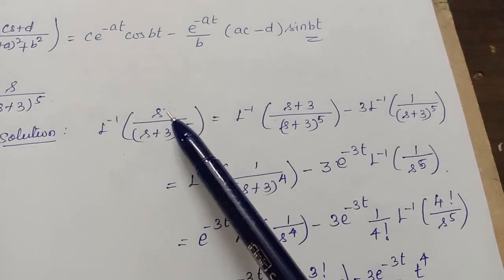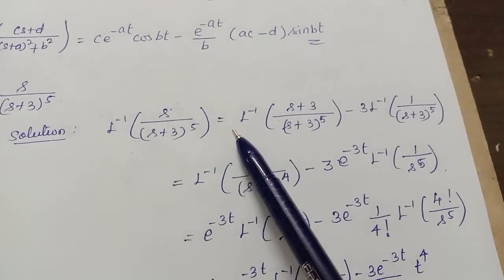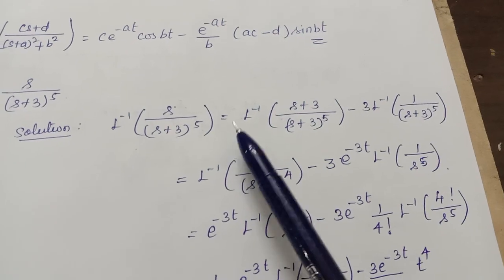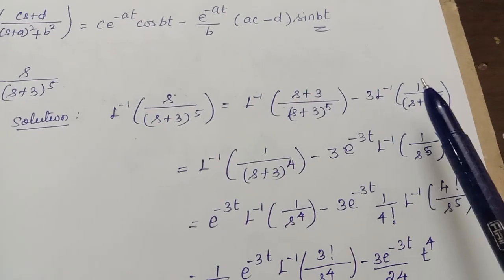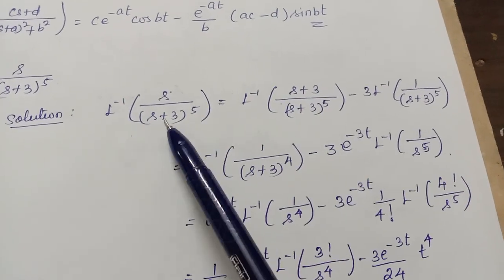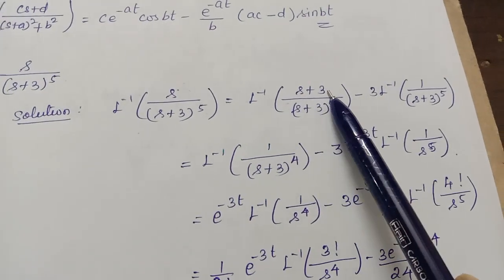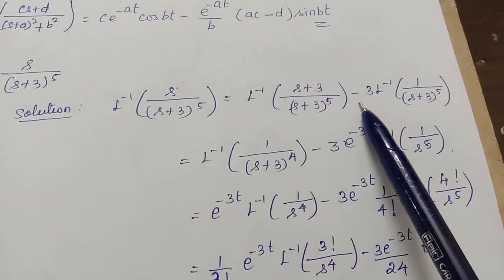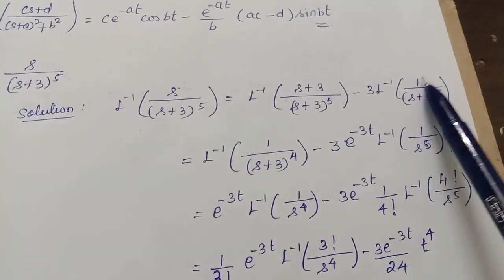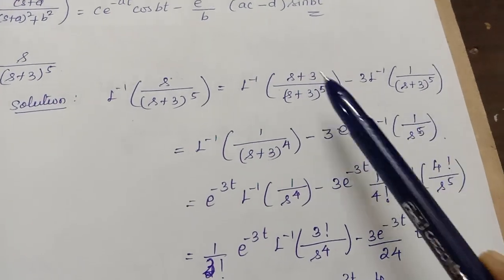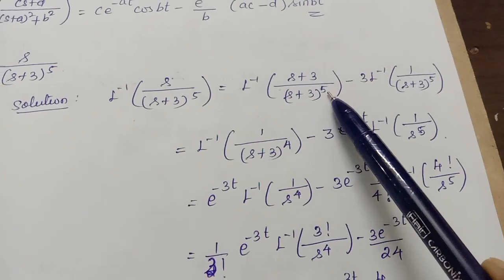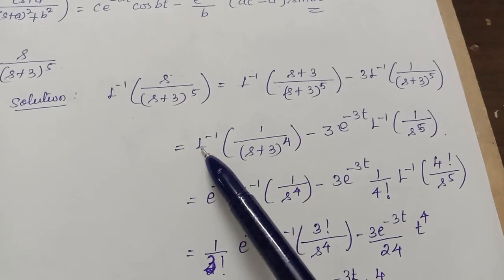Okay, so L inverse of s by (s plus 3) to the power 5 is equal to, here also what I am doing is adding and subtracting 3, because here it is s plus 3. So the first term will be (s plus 3) by (s plus 3) to the power 5, minus 3 into L inverse of 1 by (s plus 3) to the power 5. Here one s plus 3 can get cancelled.